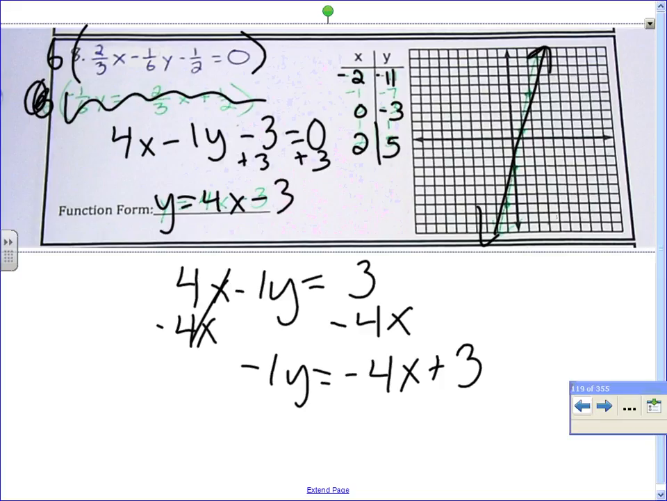Annalise? So if you have a third number that doesn't have an extra y, you can do that one first. You can. It doesn't matter. There's no rhyme or reason because you're still going to get to the same answer. So you could either move the 4x first or that negative 3.